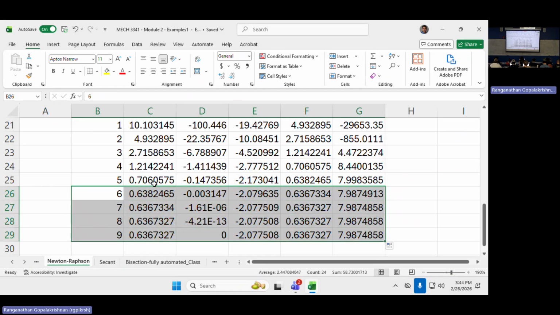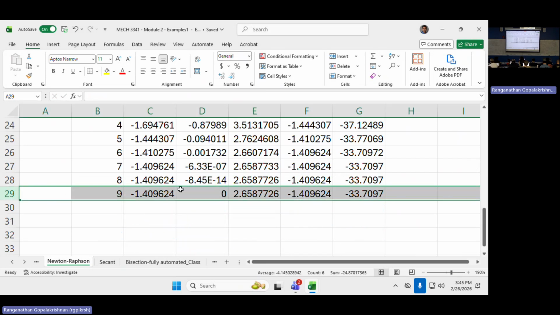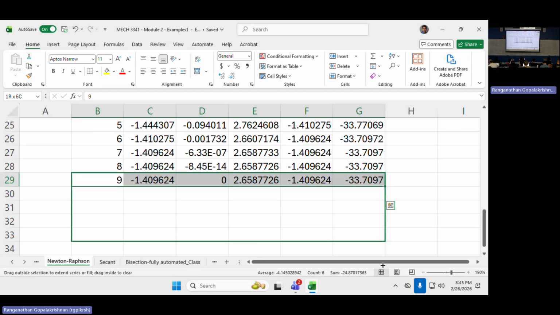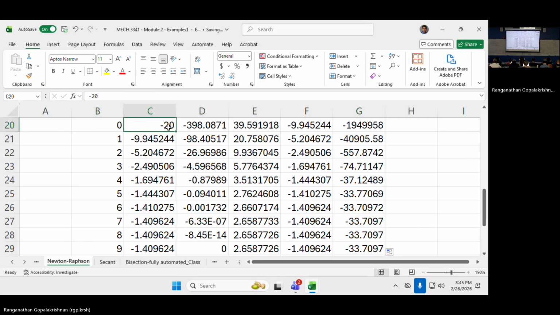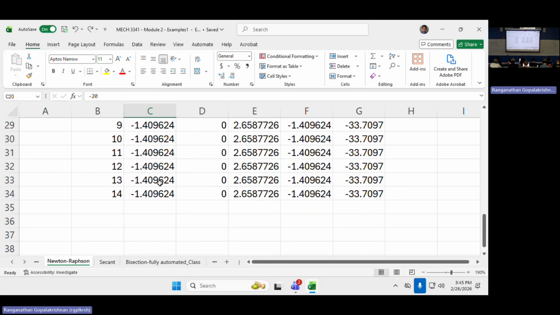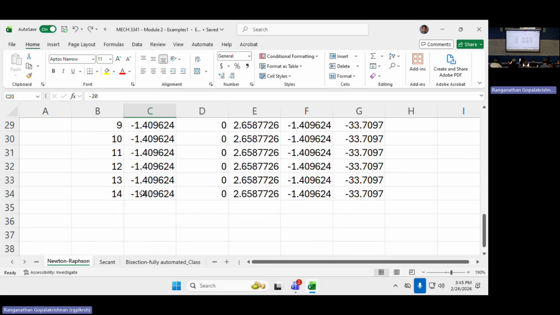I can give pretty much any guess value, and it will still get me the answer. Not always quickly, sometimes it will take more iterations, but you will get there. Wait, what's happening here? Minus 20. Oh yeah, thank you. So negative 1.4096 is also a root. It gravitates towards the closest root. Between minus 20 and the root that we were seeking, that is like 0.63 something, there is another root. So we got drawn into that, and we have a root at minus 1.409.